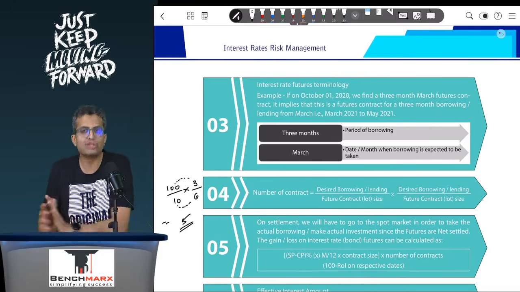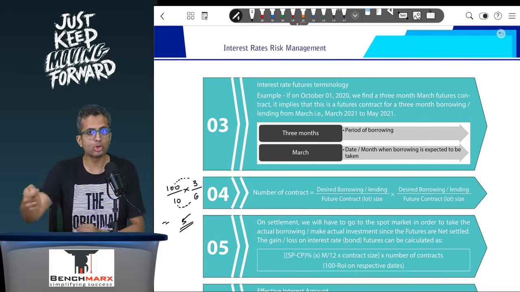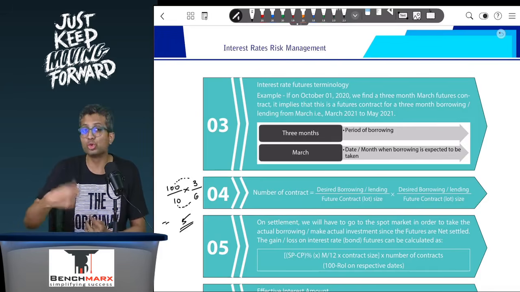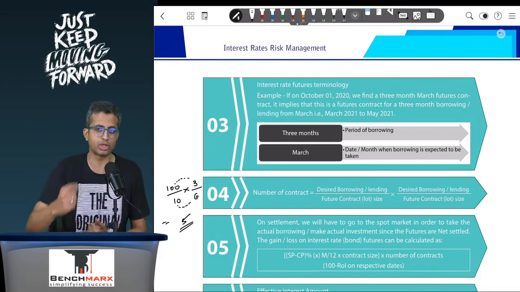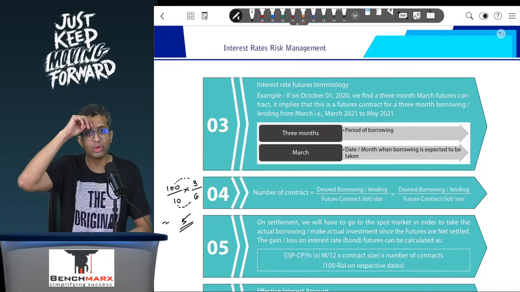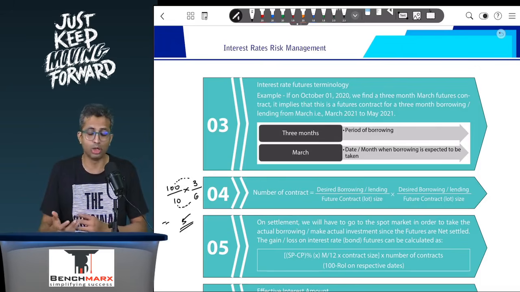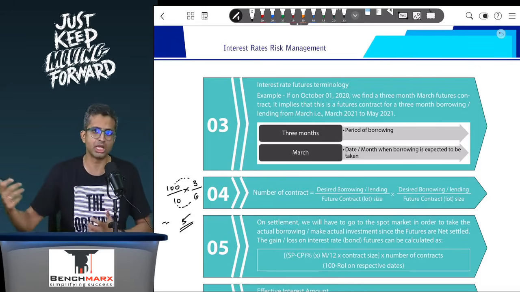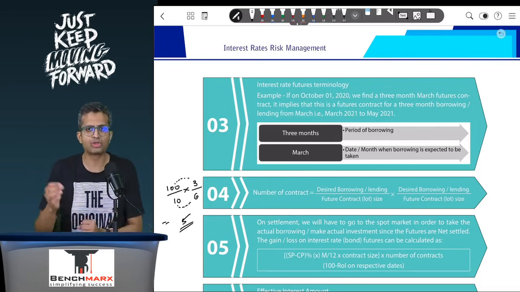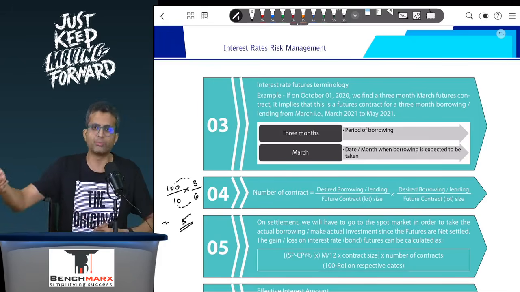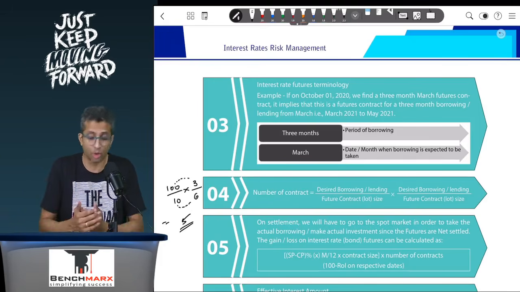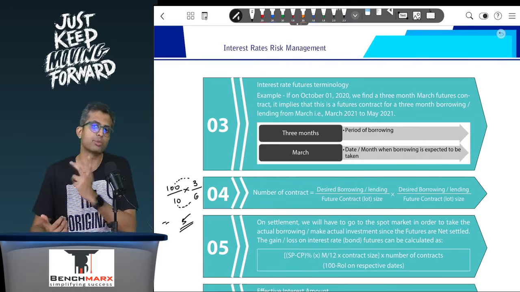Now when you reach March, if you go to the exchange and you want the borrowing, an exchange usually does not give you an actual loan or take a loan from you. An exchange will usually net settle. And hence, if you actually want to take a loan, you will have to go to the spot market and take a loan. So let us say in the month of March, the rate of interest in the spot market moves up to 9%. You were worried that the rate of interest will go up, and it actually went up, to let us say 9%.